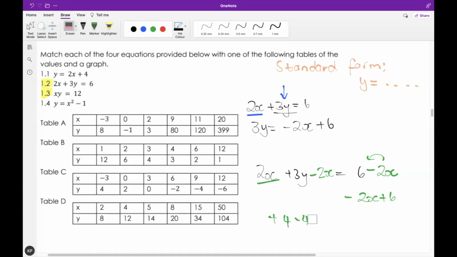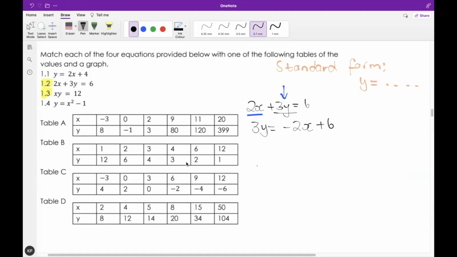Okay, guys, I hope that helped someone as well. Thank you, Andile, for asking a question. I like it when you guys ask questions. Okay, now let's continue. Now we still have a 3 that's in front of my y. How am I going to get rid of this 3 in front of the y?